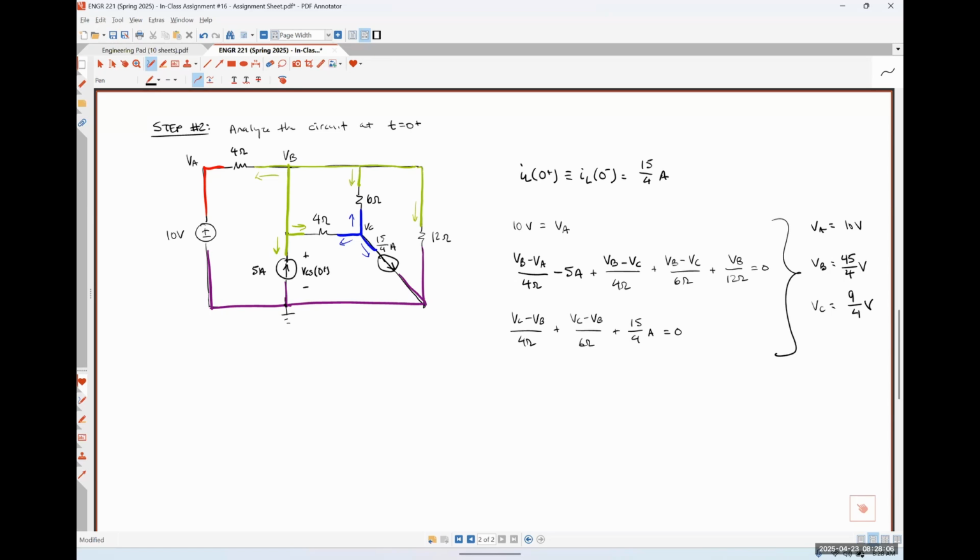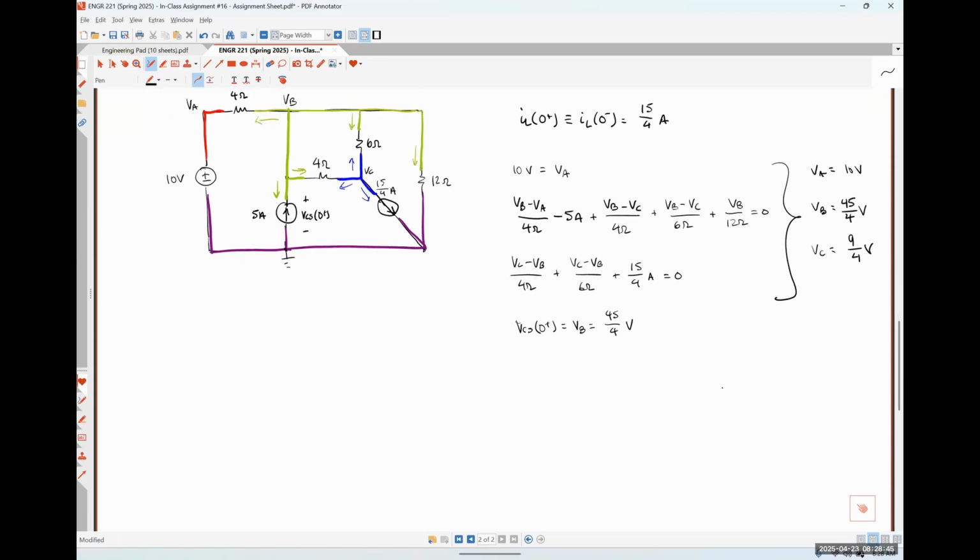All right, so which of these three nodal voltages, or which combination of these three nodal voltages, is the voltage VCS that we're interested in? Just VB, right? So VCS at 0 plus is just VB, which is 45 over 4 volts. Does anybody have any questions, comments, or concerns about our analysis for step number 2? All right.